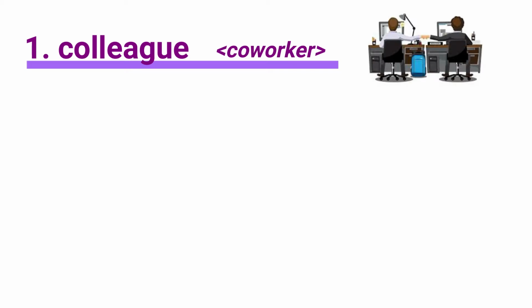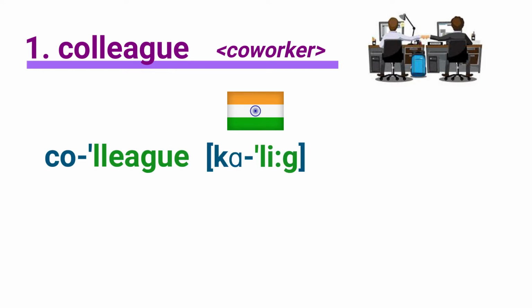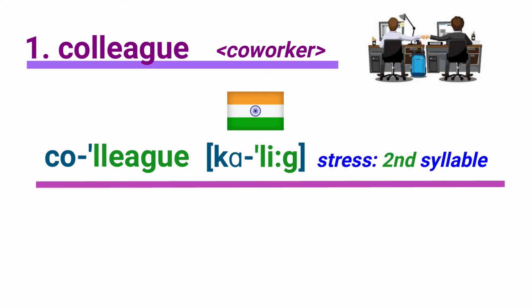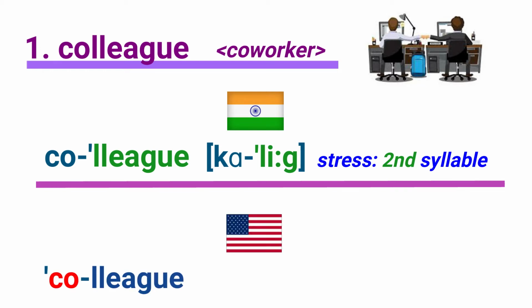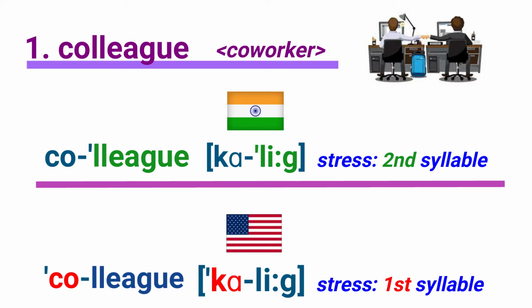Our first word is C-O-L-L-E-A-G-U-E, coworker. We use it often at our workplace. My friends from India tend to pronounce it as colleague, with stress on the second syllable. And my American friends would pronounce it as colleague, with stress on the first syllable. Once again, there is no right or wrong, just different.